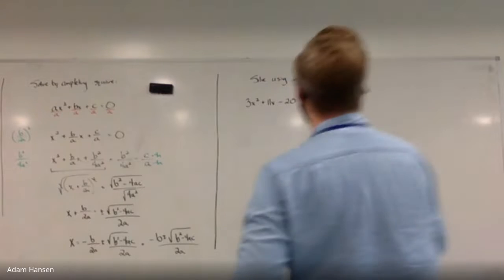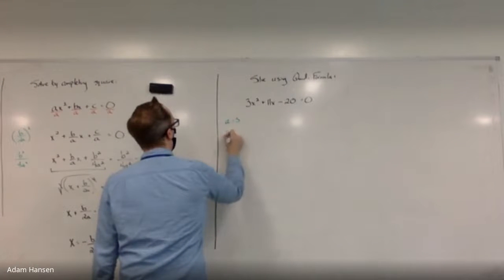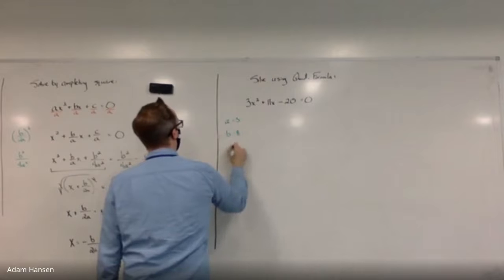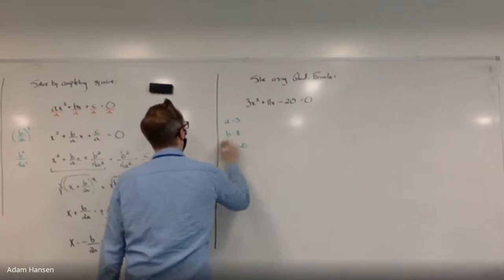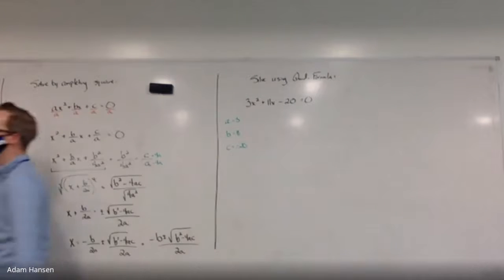A is what? 3. B is 11, and c will be what, Trent? Negative 20, but I see what you're saying, right? You're just pulling the three numbers.